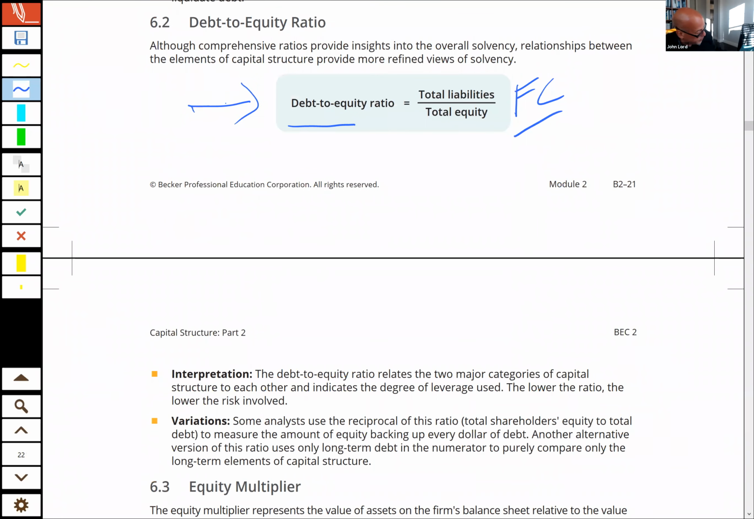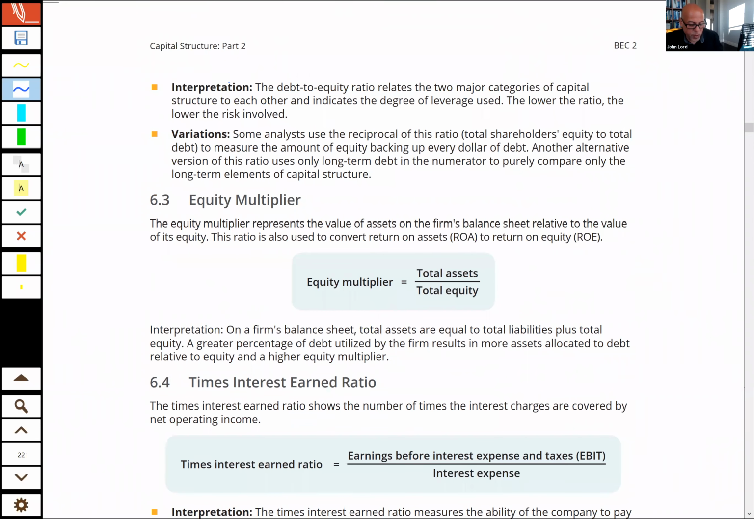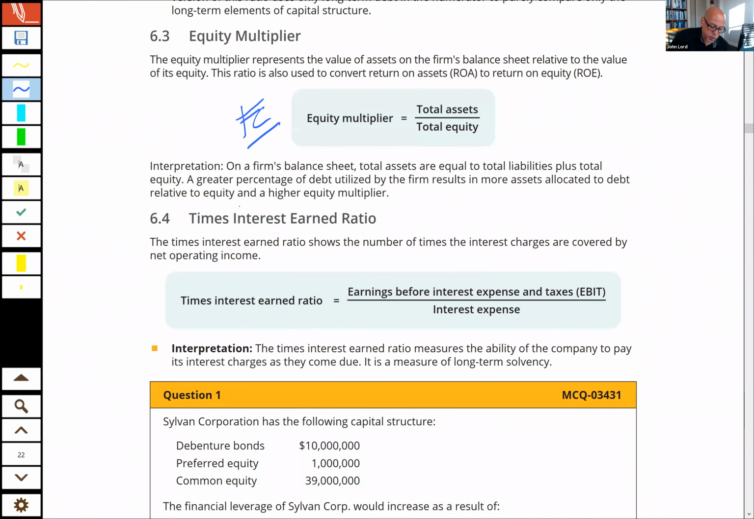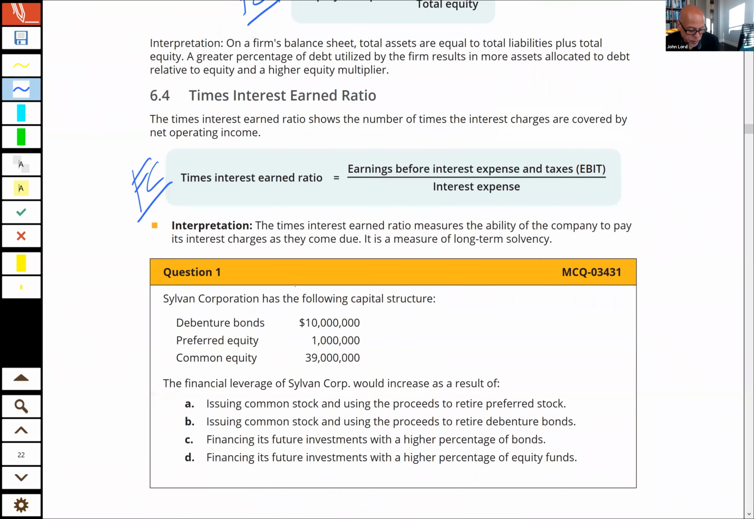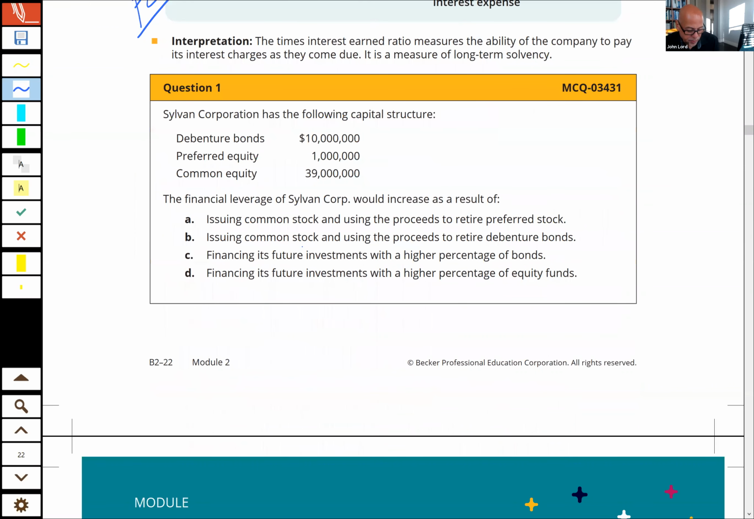Okay, let's take a look at the equity multiplier. Flashcard that: total assets divided by total equity. Coming down, times interest earned. I think you have probably dealt with this before: earnings before interest and taxes, which sometimes they'll call out as operating income, divided by the interest expense. That will give you the times interest earned. Nothing earth-shattering there. Let's go ahead and take a look at this question.